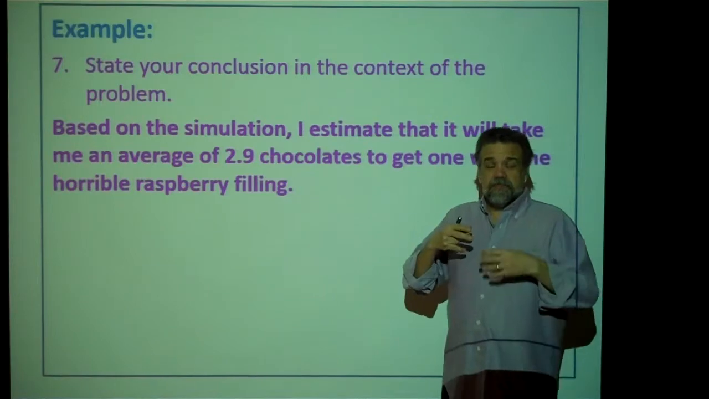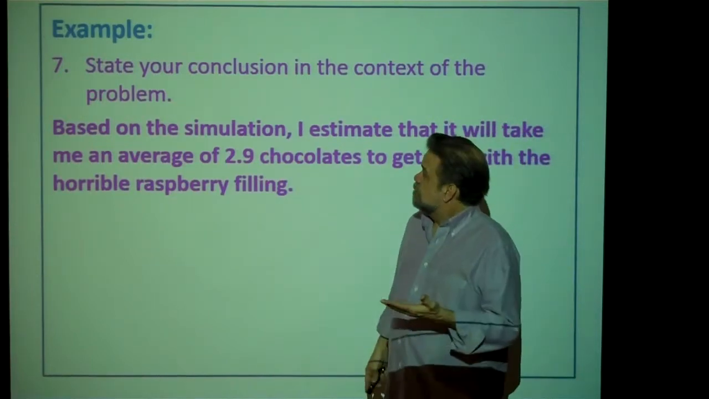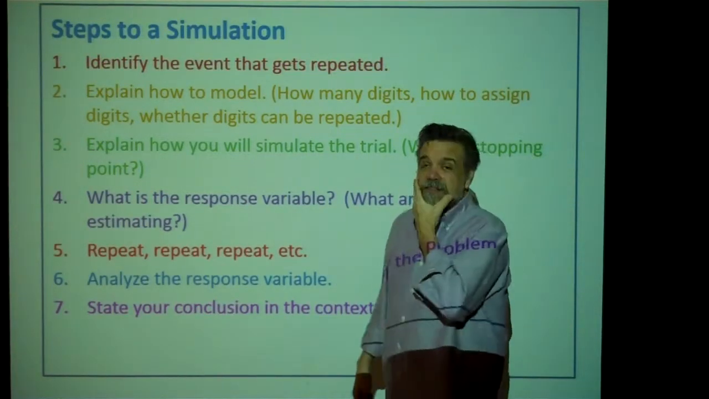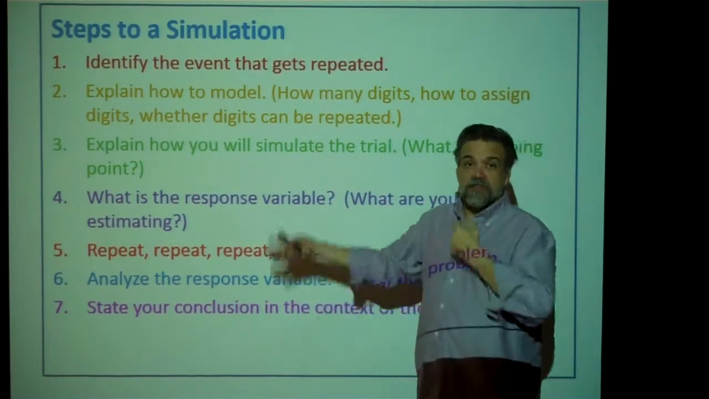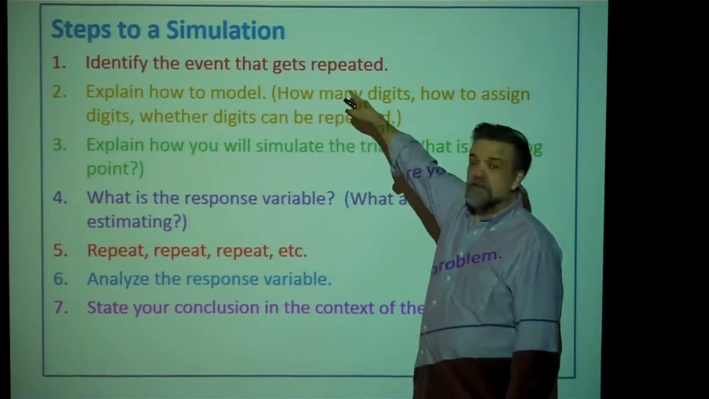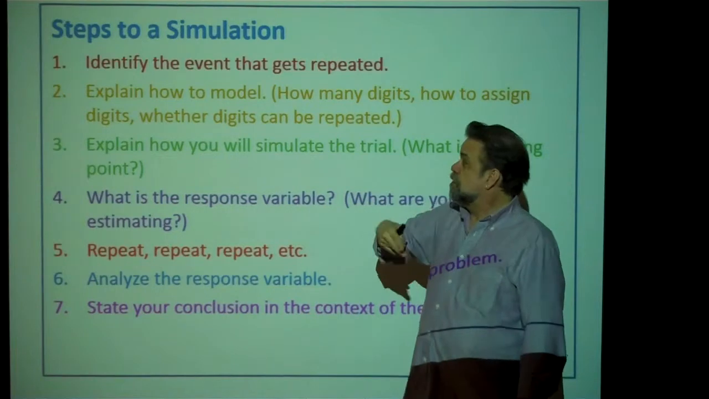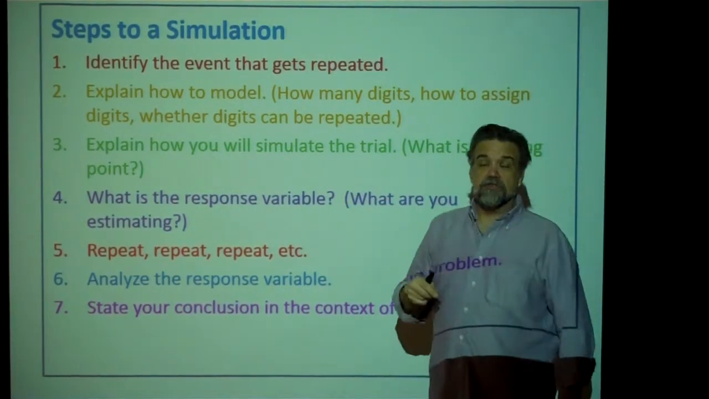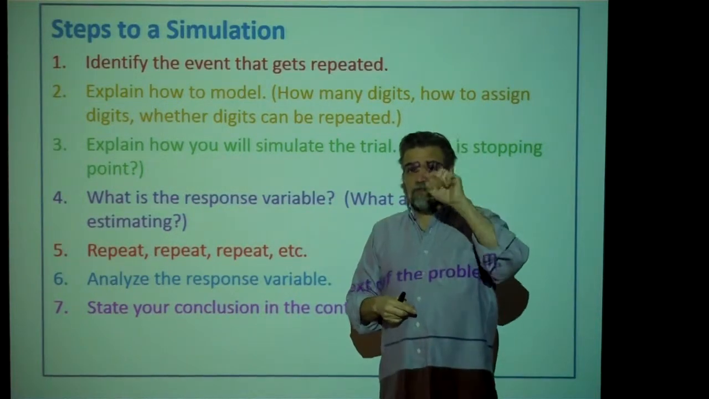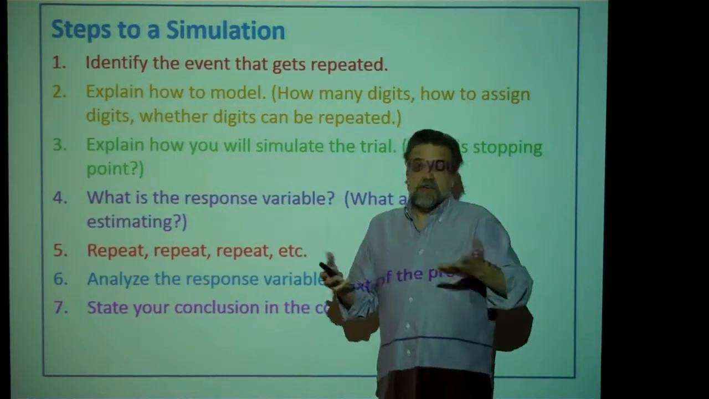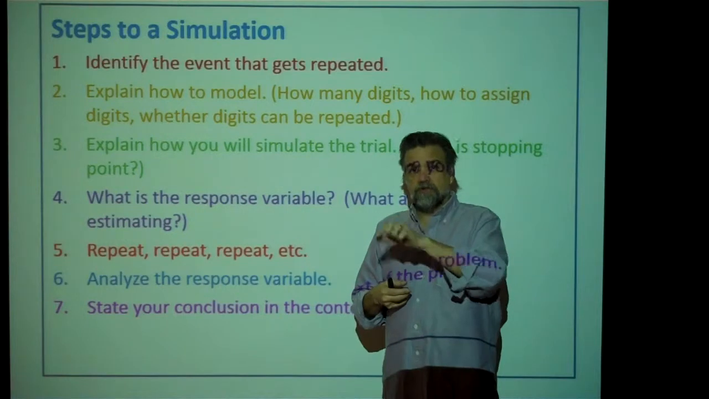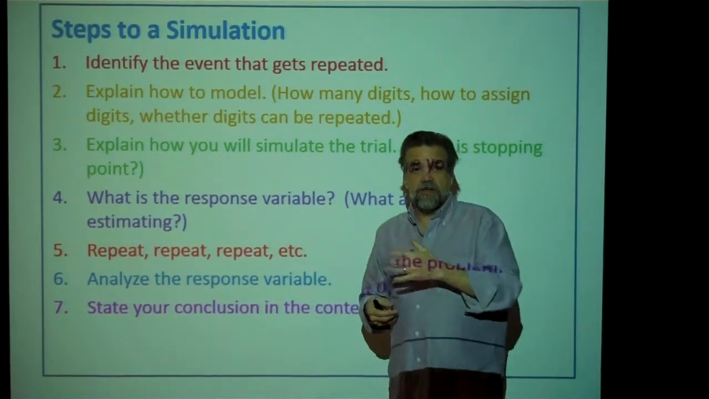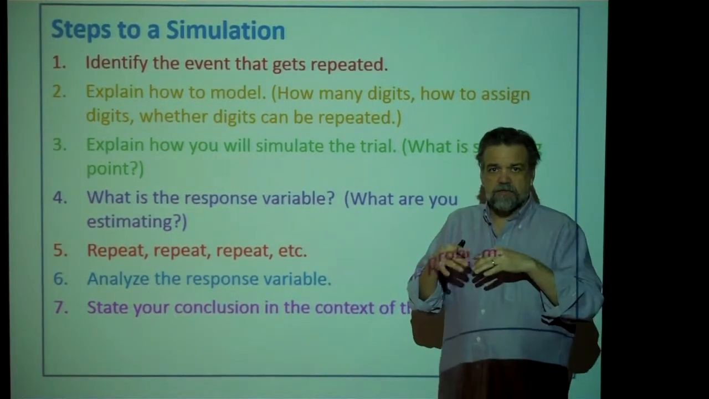Now, let me get to the next slide here. Steps to the simulation. This is what we just did. First, you figure out, what are you repeating over and over? Second, tell me, how many digits are you choosing? Here we just chose 1 digit by 1 digit by 1 digit by 1 digit. Sometimes you'd want to take 2 by 2 by 2 by 2, 3 by 3 by 3 by 3, like that, depending on what it is you're modeling.